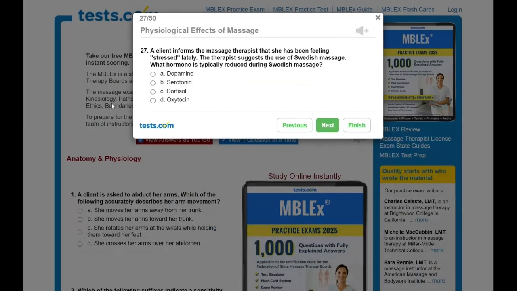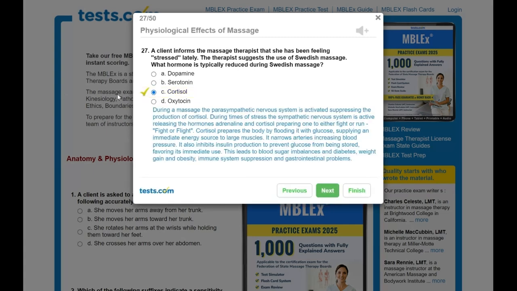Physiological effects of massage. A client informs the massage therapist that she has been feeling stressed lately. The therapist suggests the use of Swedish massage. What hormone is typically reduced during Swedish massage? A. Dopamine. B. Serotonin. C. Cortisol. D. Oxytocin. C. Cortisol. During a massage, the parasympathetic nervous system is activated, suppressing the production of cortisol.